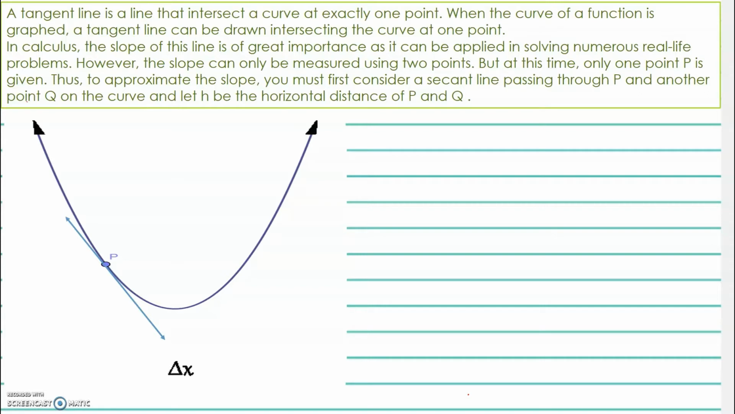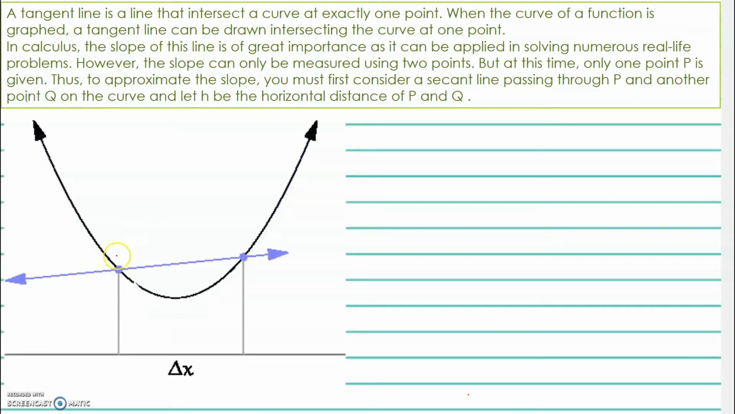However, the slope can only be measured using 2 points. Okay, but at this time, we are only given 1 point, which is point P. Thus, to approximate the slope, you must first consider a second line passing through P and another point Q on the curve, and let H be the horizontal distance of P and Q. So, alright, we have now 2 points in our graph. Okay, this is point P and this is point Q. The distance between point P and point Q is, okay, let's have it as H.